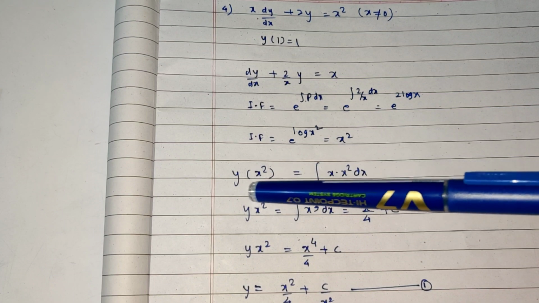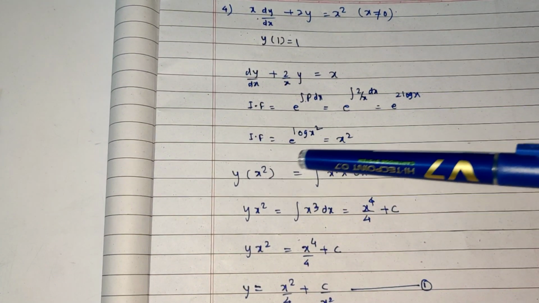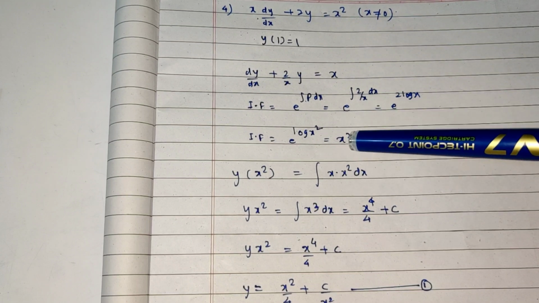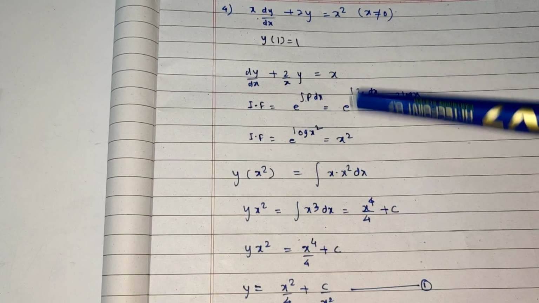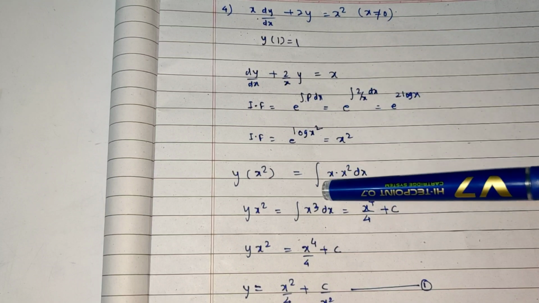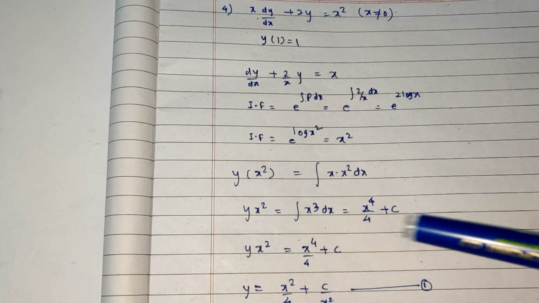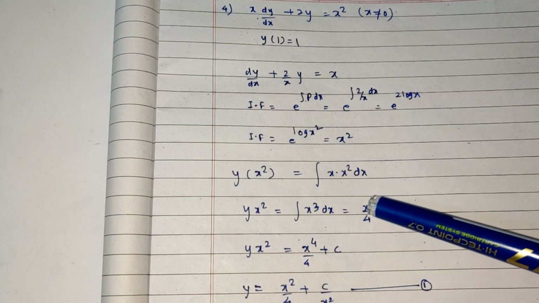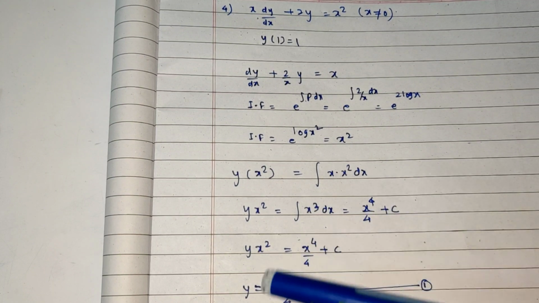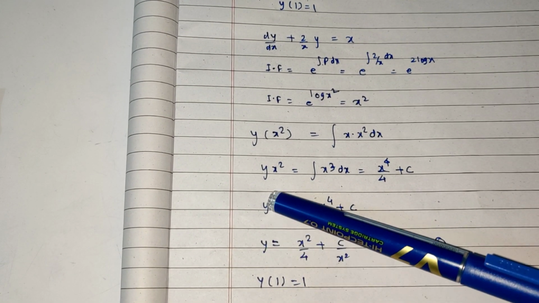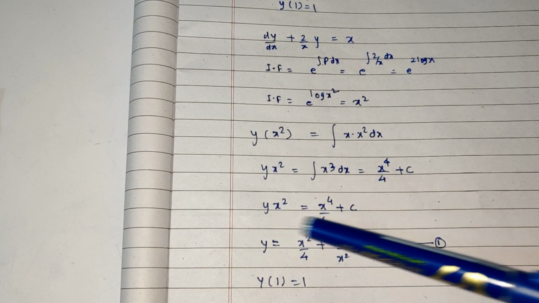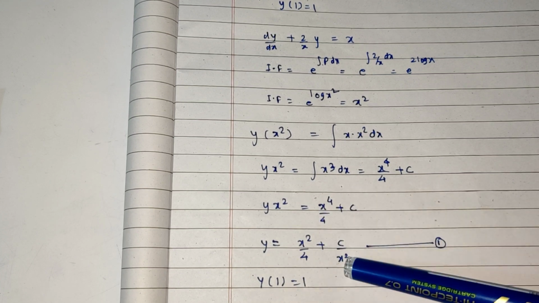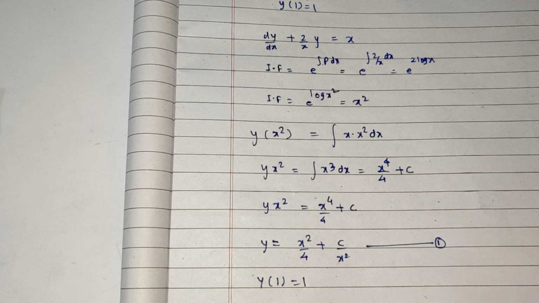General solution is given by y into integrating factor is equal to integration of x square q, and integrating factor is x square, and q is x, so it is x cube. Integration is x to the power 4 upon 4 plus c. Simplified, we can find it for y. So y will be, we divide by x square throughout equation. y will be equal to x square upon 4 plus c upon x square. We will denote it 1.